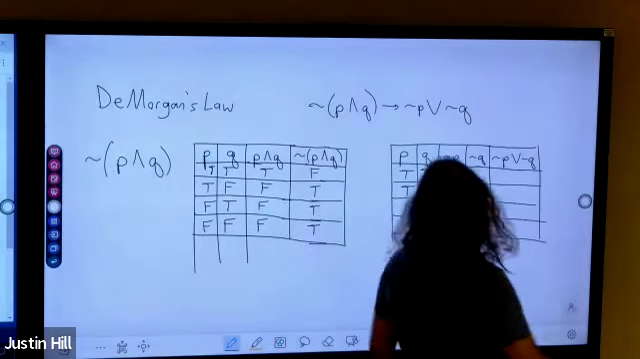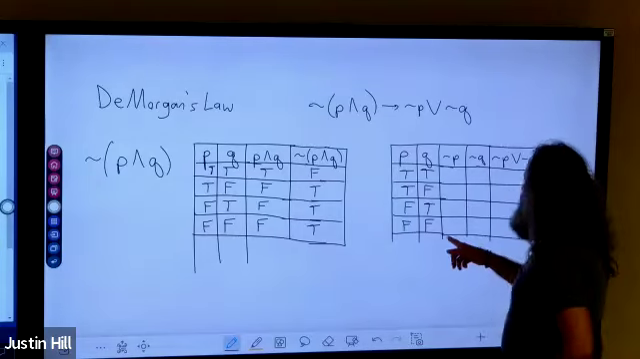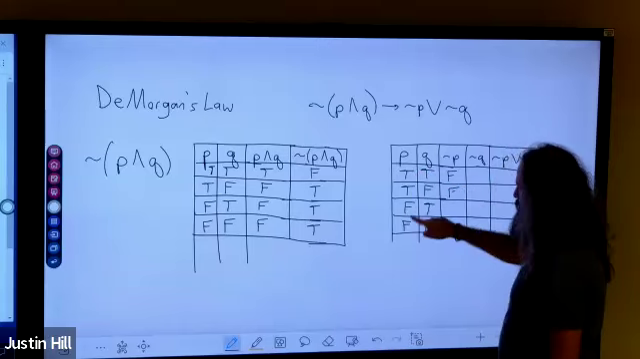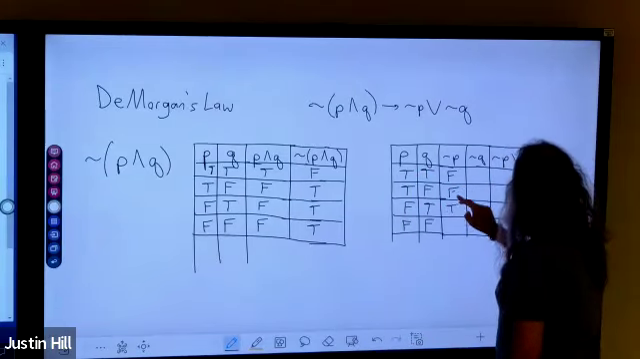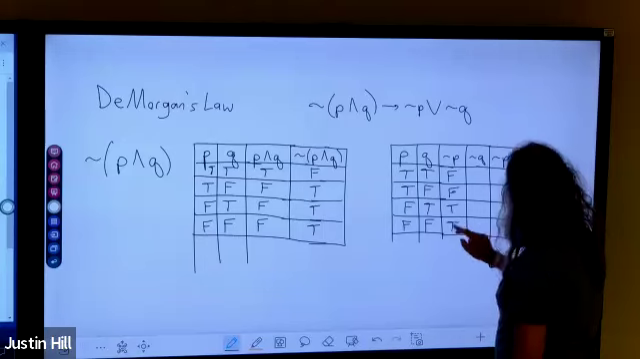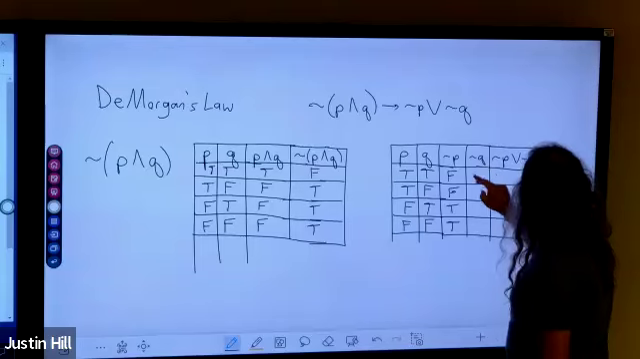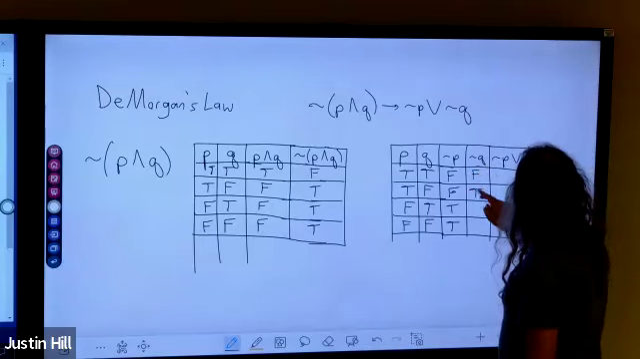All right, see what y'all got. So for the not P column here, it looks like that should be false, false. So we're just going to flip these. So false, false, true, true. Cool enough. And then for not Q, we're going to flip the Q column. So this is going to be false, true, false, true.